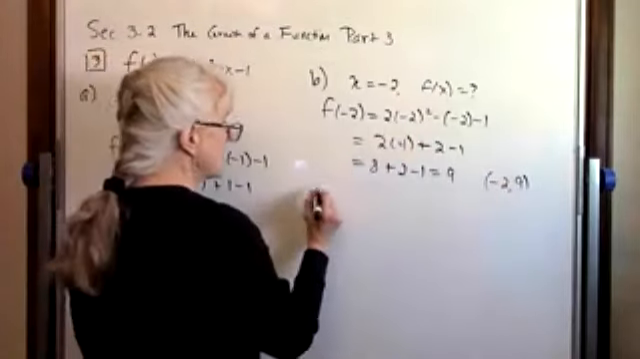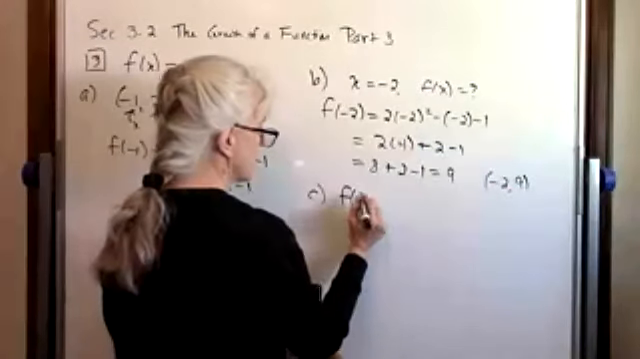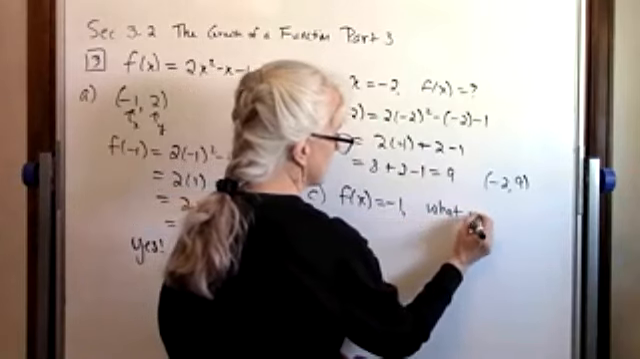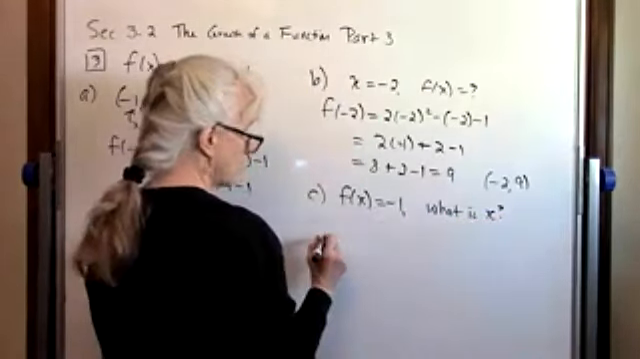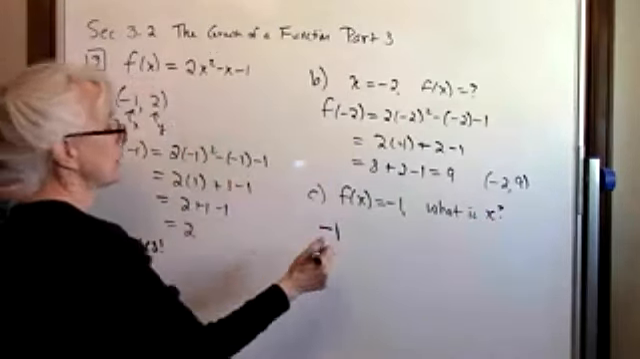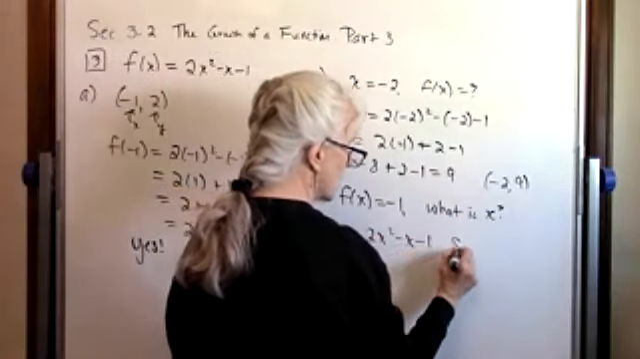So we're definitely trying to make the connection between inputs and outputs and points on the graph. Part C kind of asks the opposite question. It says if f of x is equal to -1, what is x? So they're not giving me the input this time, they're giving me the output. So I'm going to replace the f of x entirely with -1. And now we have to go find x. 2x squared minus x plus 1. We need to solve for x.